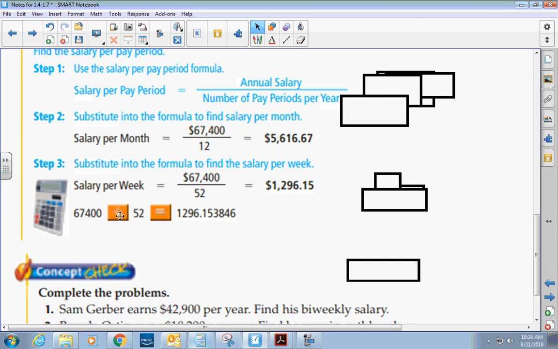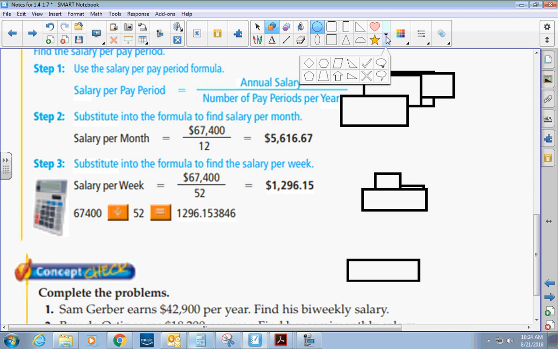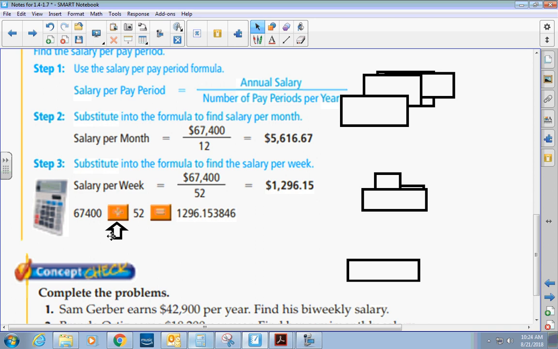This is a divide sign. This is an equal sign. So in your calculator, you divide by 52, and it's equal. That's if you can't remember that a fraction means division.